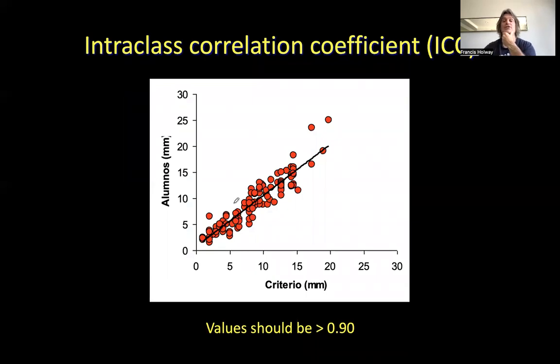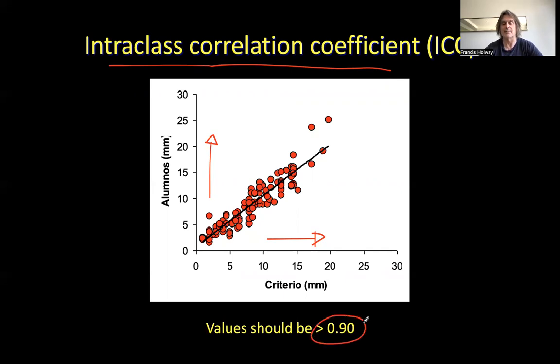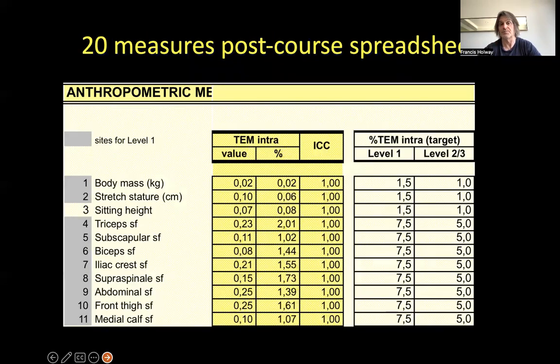Now, there's another measure you'll see in your exam results, which is called the intra-class correlation coefficient. So this is like a correlation coefficient, let's say between your first and your second measure, or between the criterion measures and the student measures. Usually the correlation is very high. It should be above 0.9, and I really haven't seen anybody, except a few cases, that have gone below that. So I wouldn't worry about the ICC, the intra-class correlation coefficient.